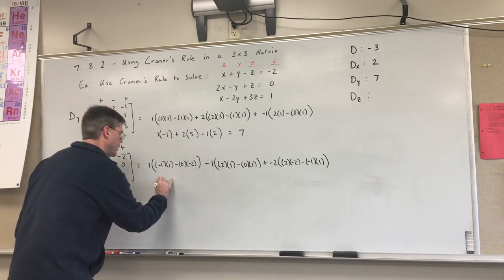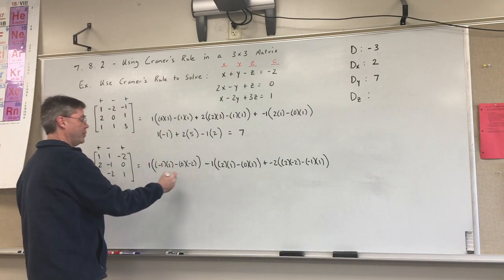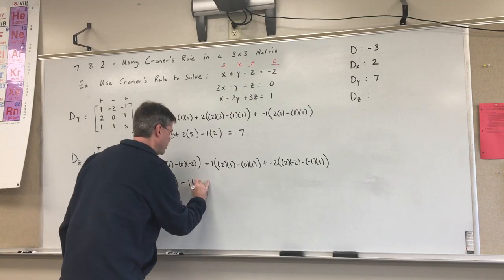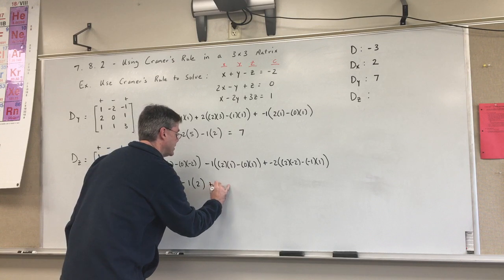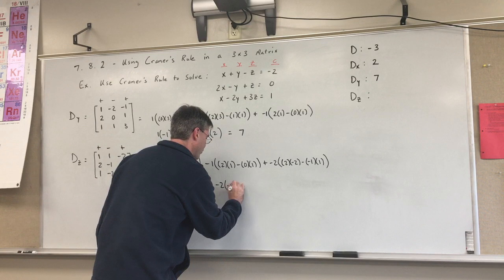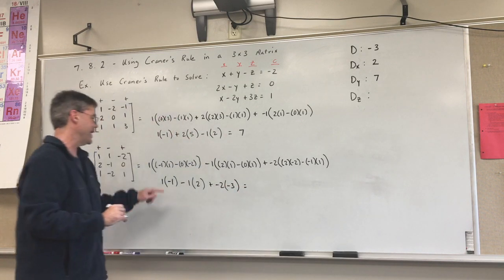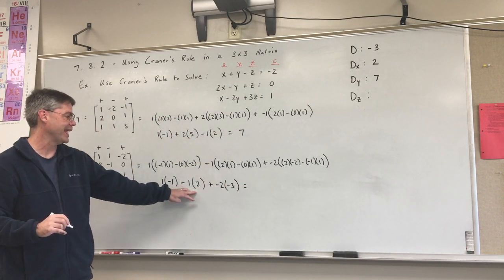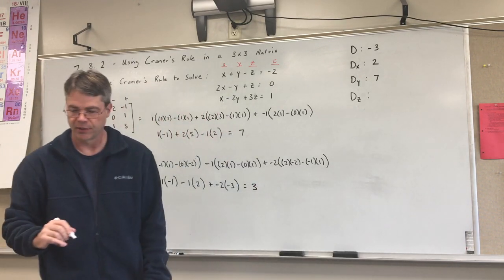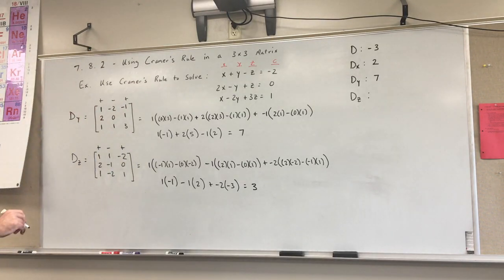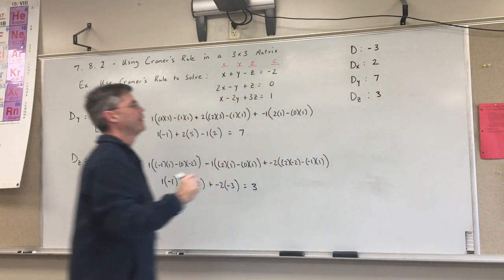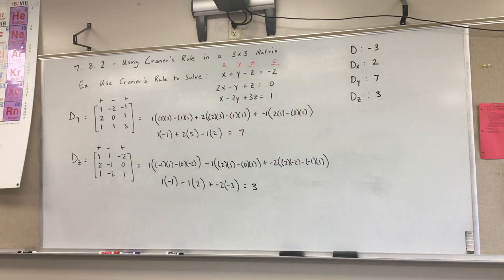So we have 1 times negative 1 minus 0, that's negative 1, minus 1 times 2 minus 0, so that's 2, plus negative 2, negative 4 plus 1 is negative 3. Negative 1 minus 2, that's negative 3, plus 6 is 3. Let me double check that. Boom. So d sub z is 3. All right, I'll get out of the way if you need to pause the video.